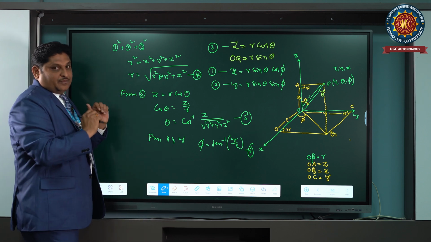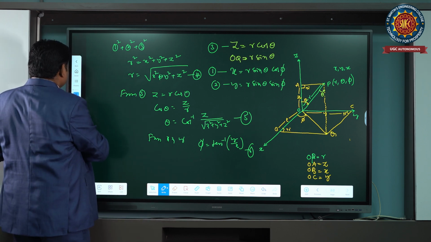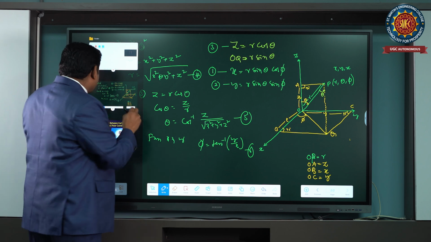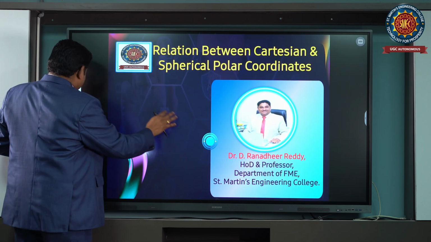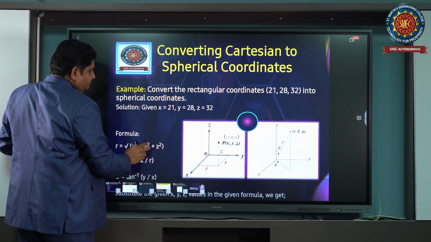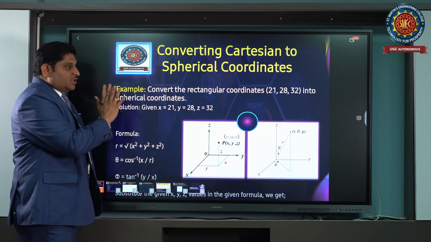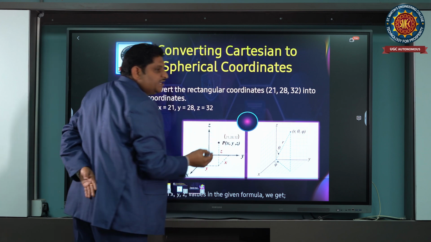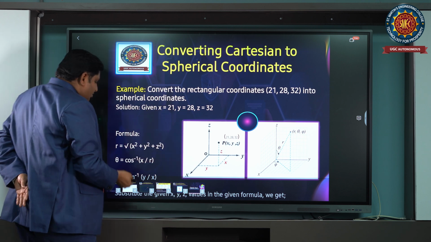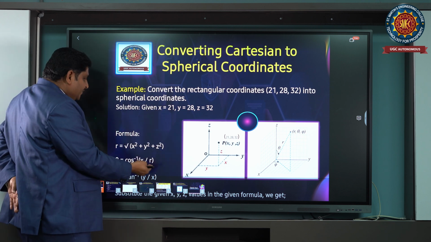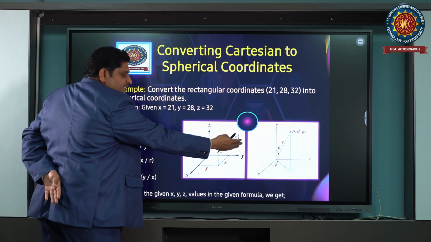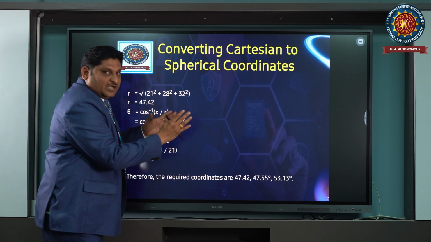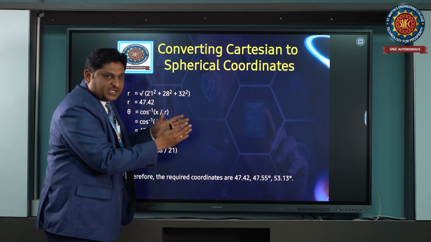Now we'll discuss one example, how to convert if we know X, Y, Z to R, theta and phi. We discussed the relation already. In this example, we are given the values 21, 28, 32 as X, Y, Z. How to convert? You know already the formulas for R, theta and phi. Simply by substituting the X, Y, Z values, we get the values of R, theta and phi. This is how we convert if you know X, Y, Z to R, theta and phi.